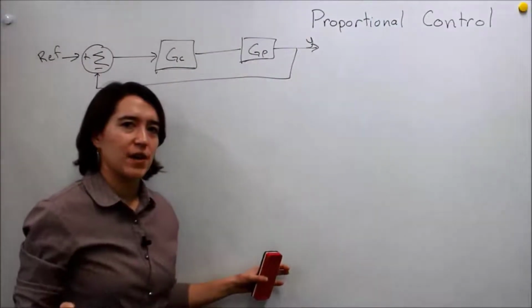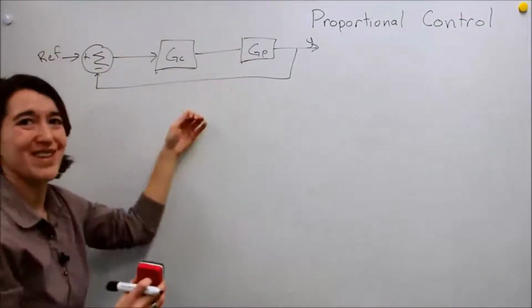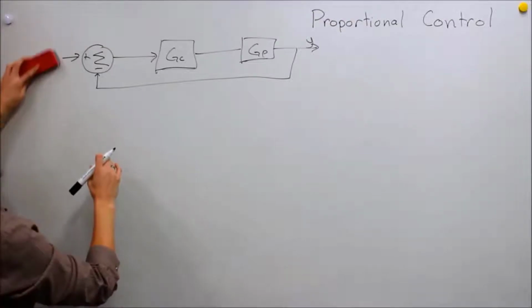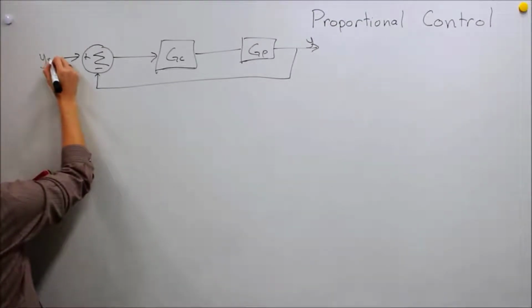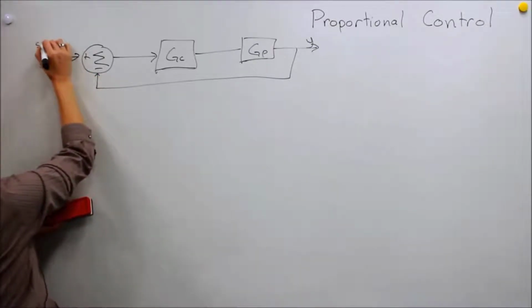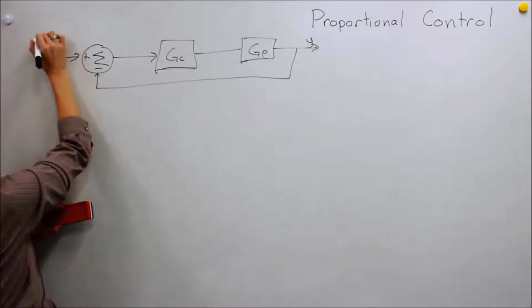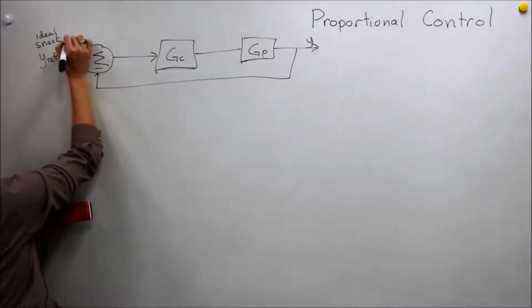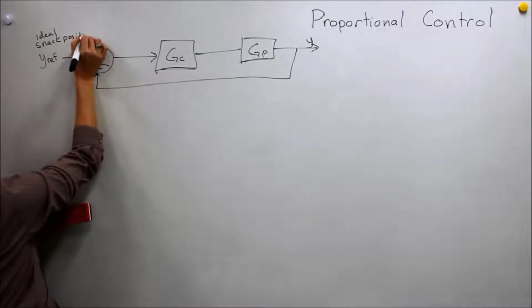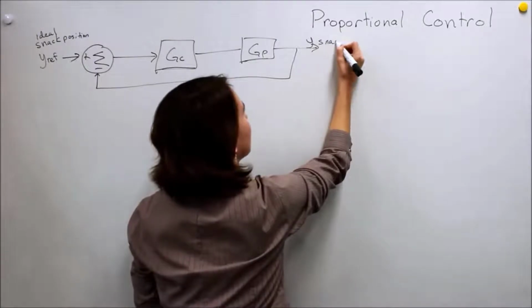So we just explained our system, and let's try to bring it back to our system diagram here. So our reference is now our Y ref, which is the ideal snack position. And then Y is our snack position.